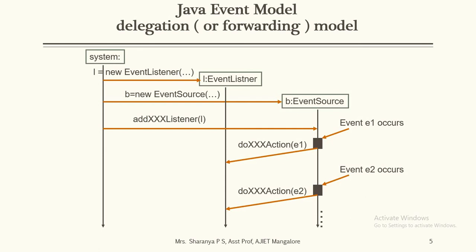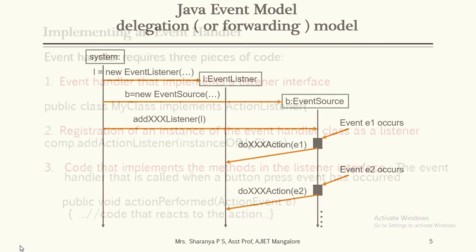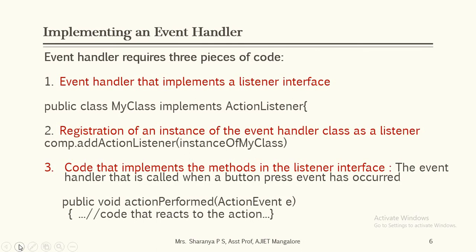There are many event listeners, like action listener, text listener or mouse listener. These are the methods that need to be performed when an event occurs. These event listeners are defined under the java.awt.event package and also under the javax.swing.event package.